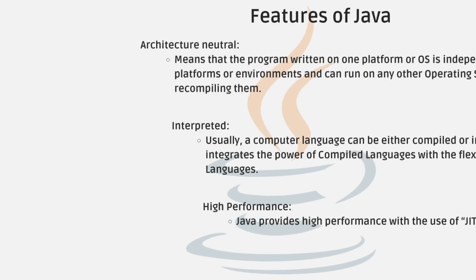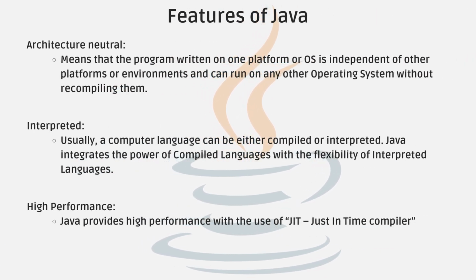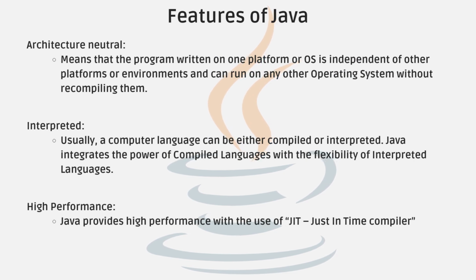Another cool thing about Java is it's architecturally neutral. It doesn't care what platform or operating system you are using. Your Java program will run just fine on any system without needing to be recompiled. So it's architecturally neutral, which is one of the best features of Java.